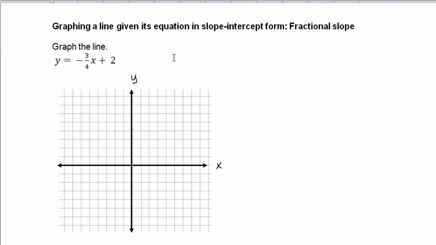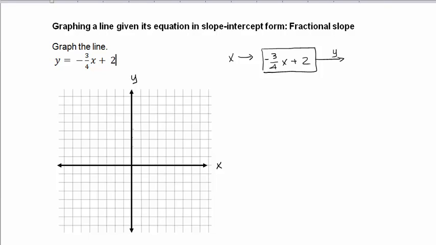Okay, here we're asked to graph a line given its equation in slope-intercept form, but this time our slope is a fraction. Now remember, slope-intercept form means that we've already solved for y. So we're going to pick some x, put it in, and do something to it. This time we're going to multiply it by -3/4, and then add 2 to it, and we're going to come out with some y.